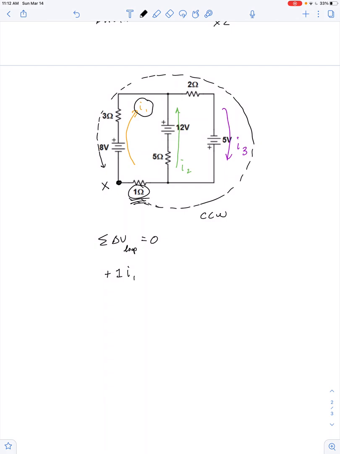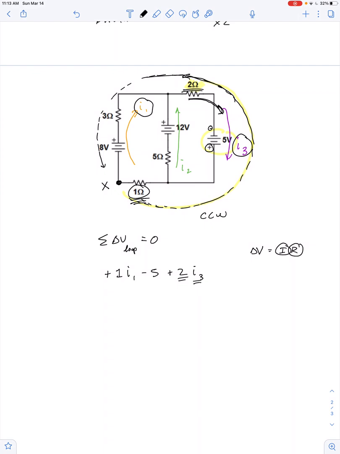Now what's the next thing I encounter as I trace along? Okay, the next thing I encounter is this 5-volt battery. I'm going from the positive to the negative terminal, so we're going to say minus 5. Okay, what's the next thing I encounter? It's the 2 ohm resistor. Now what's the current through the 2 ohm resistor? That's I3, right? And I3 we see is flowing to the right, but we're tracing along to the left, so this is going to be plus. We're swimming upstream, so to speak. So plus 2 because of 2 ohms, times I3. Remember, Ohm's law says change in voltage is equal to current times resistance. So it's a resistance of 2 and a current of I3.